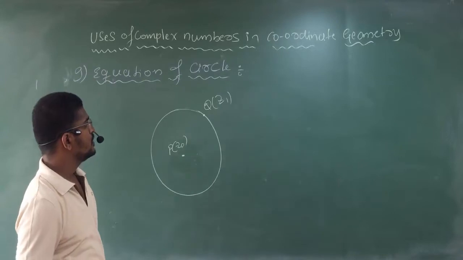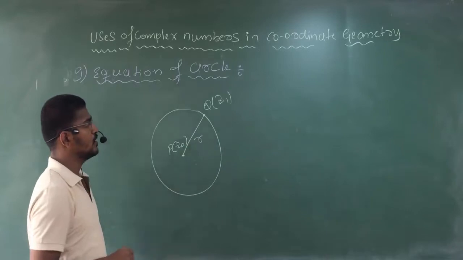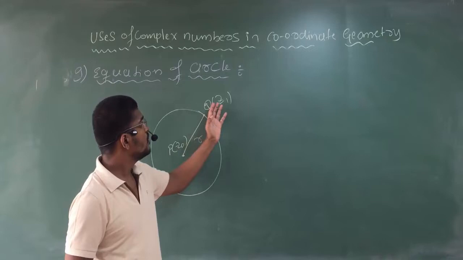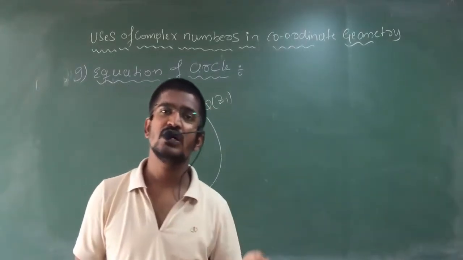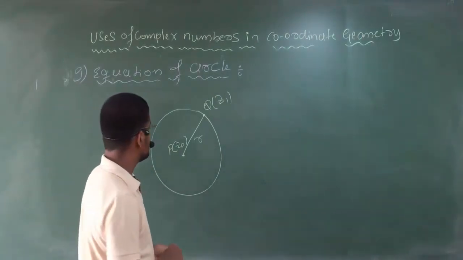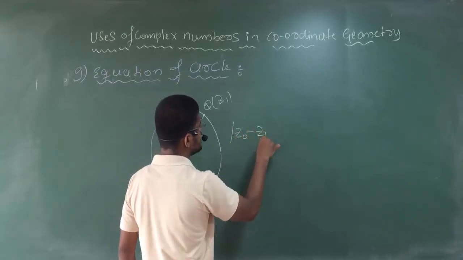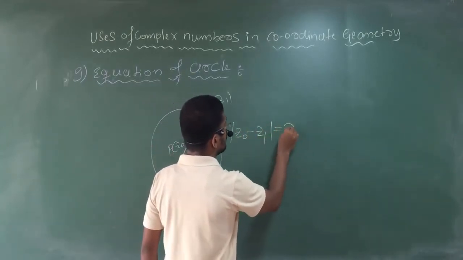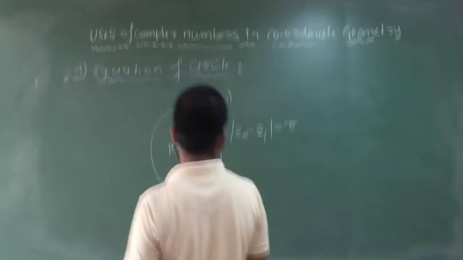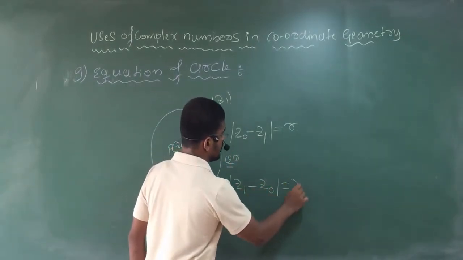Clear, students? So now if I join these two, it will be the radius R. P of Z0 is the center of the circle, Q of Z1 is the point on the locus of the circle. Now let us find the equation of this circle. The equation of this circle will be mod of Z1 minus Z0 equal to R. Mod of Z0 minus Z1 can also be written as mod of Z1 minus Z0, which will be equal to R.